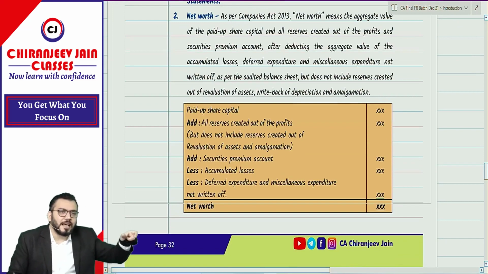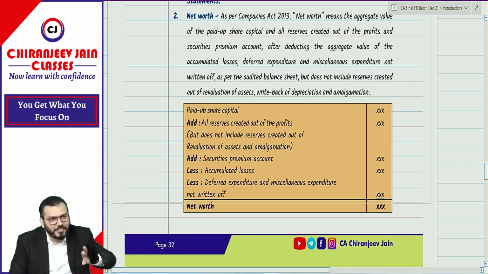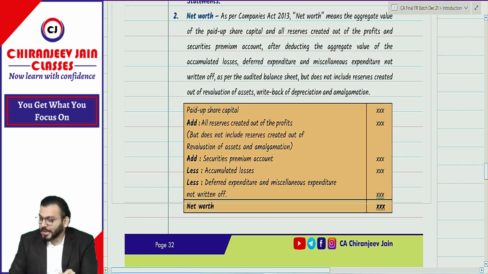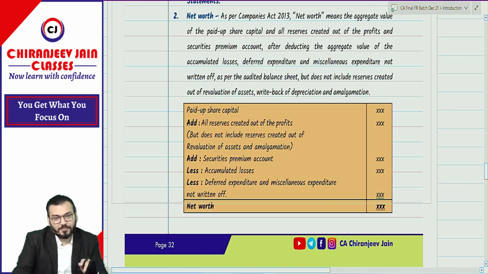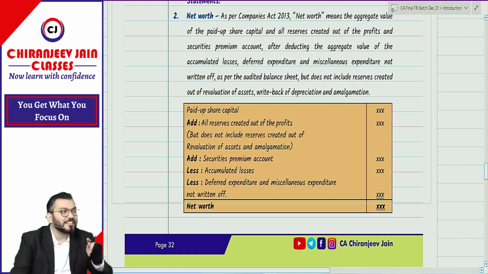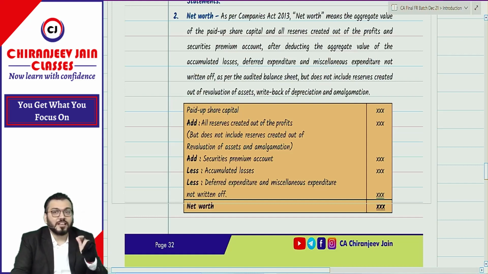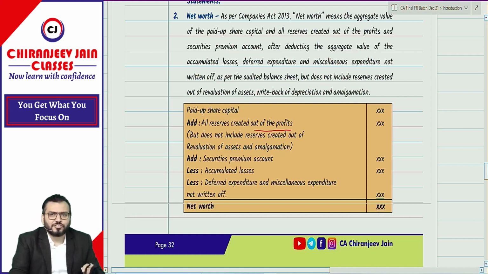Net worth can be calculated based on net asset or based on capital. Both will give the same answer. As per the Companies Act, they have given net worth based on the capital approach. So we will add paid up share capital, which will include both equity and preference share capital. Understood? Yes, sir. Plus all the reserves created out of profit. Created out of profit means any reserve which is not created out of profit will not be included.